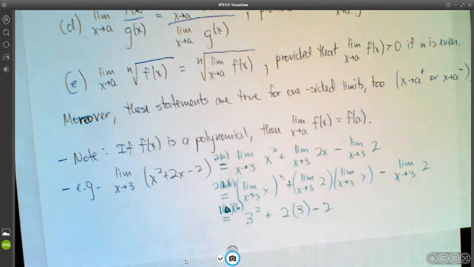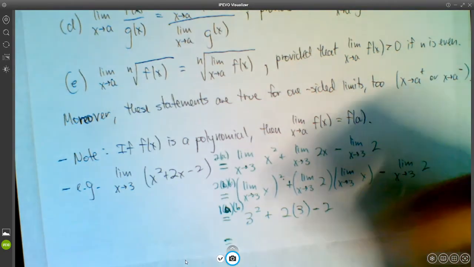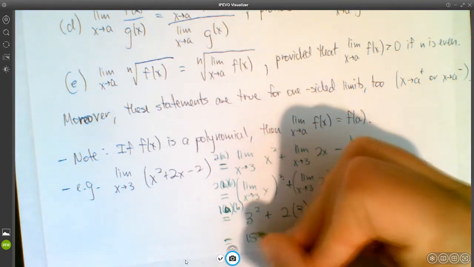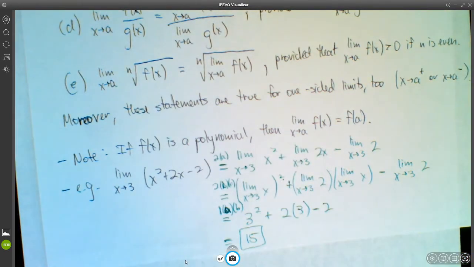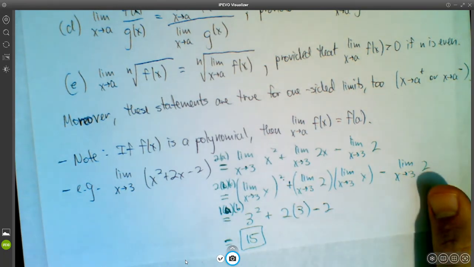Just for the sake of argument, we can finish this, right? 3 squared is 9, 2 times 3 is 6, that's 15, and 15 minus 2... So you should get 15 for that limit. Anyway, it's pretty nice that you can conclude this without having to make a table or look at a graph or anything like that. Right? So that's pretty good.